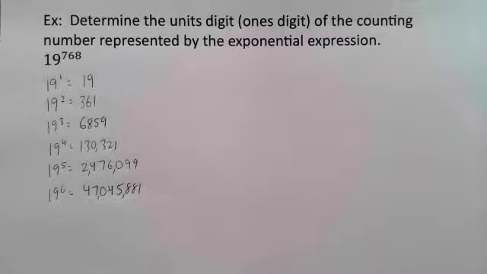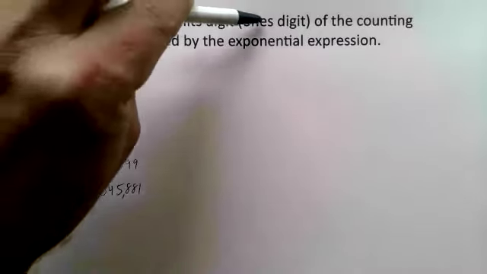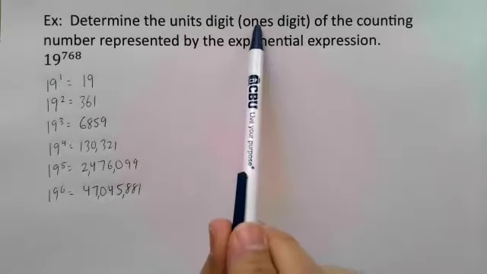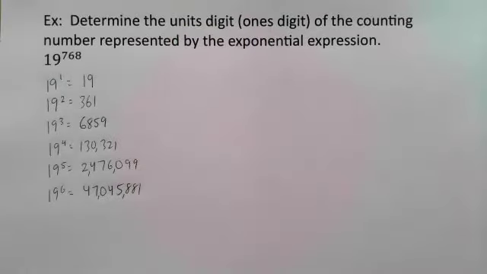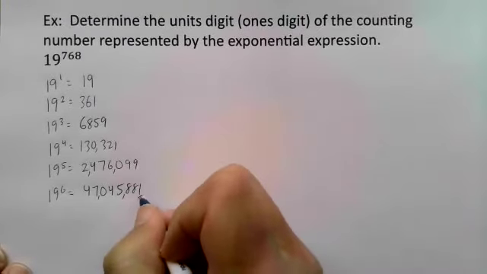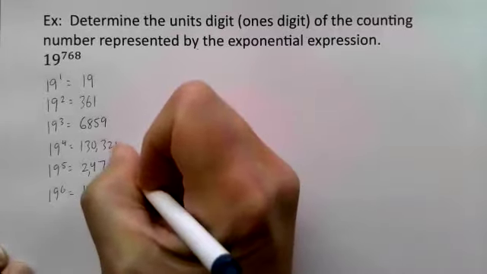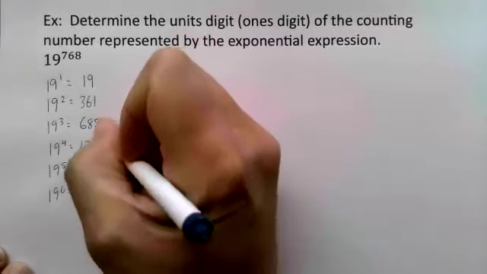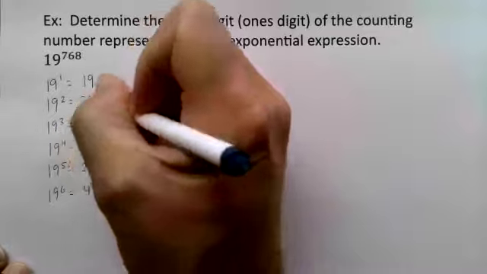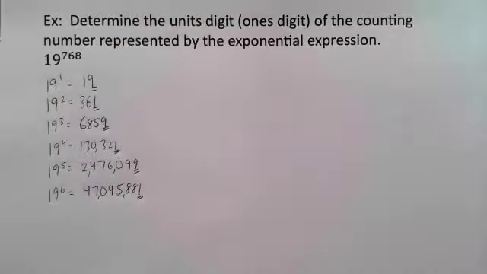Remember, I'm not really interested in the whole entire answer to this. I'm just interested in what is in the ones place. What digit is in the ones place? Well, this has a 1 in the ones place right there. This has a 9 in the ones place. This has a 1 in the ones place. This has a 9 in the ones place. Do you see some sort of a pattern happening right there?